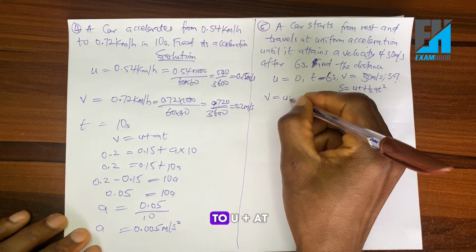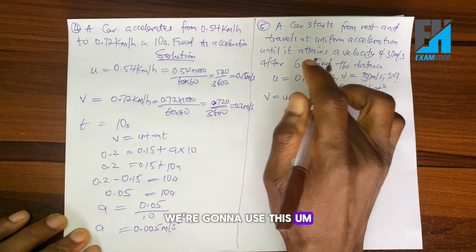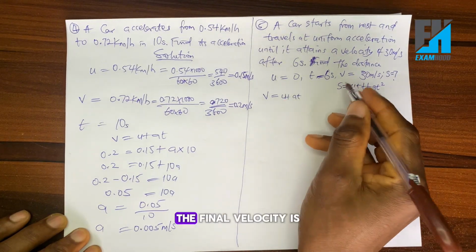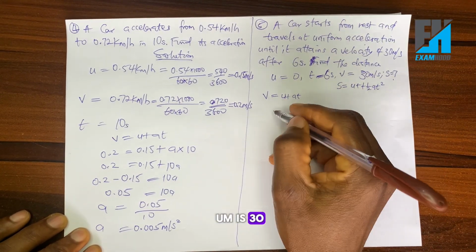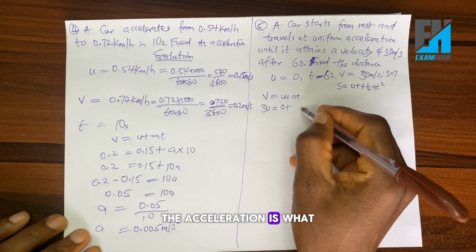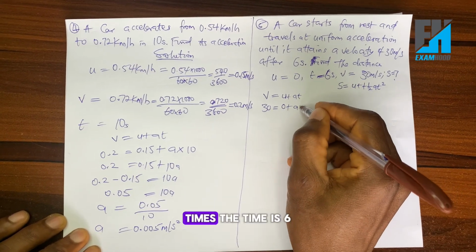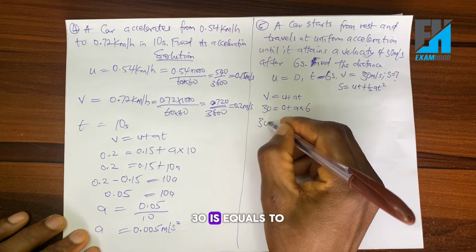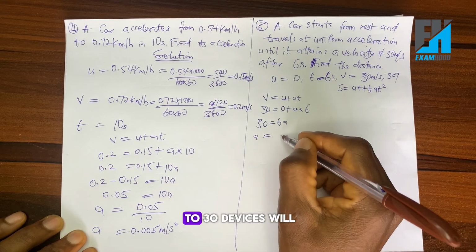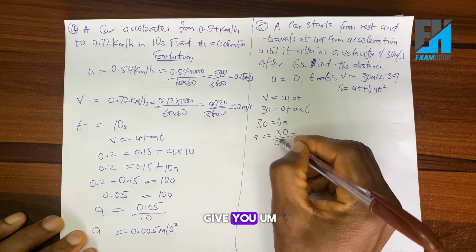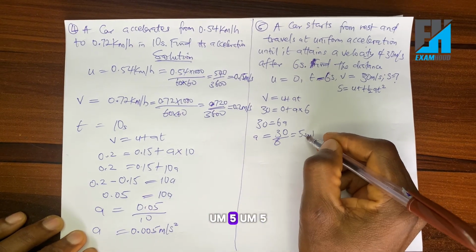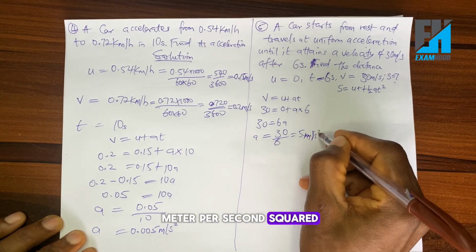So first of all, we're going to find the acceleration using this equation, V is equal to U plus AT. Then we can use the other one to find the distance. The final velocity 30 is equal to the initial velocity 0 plus the acceleration, what we are looking for, times the time 6. 30 is equal to 6a, and a is equal to 30 divided by 6, which will give you 5. So the acceleration is 5 meter per second square.